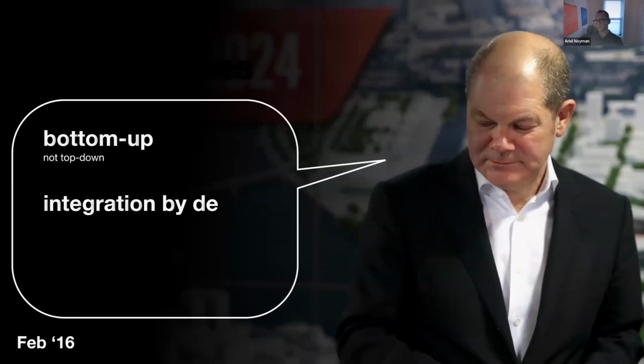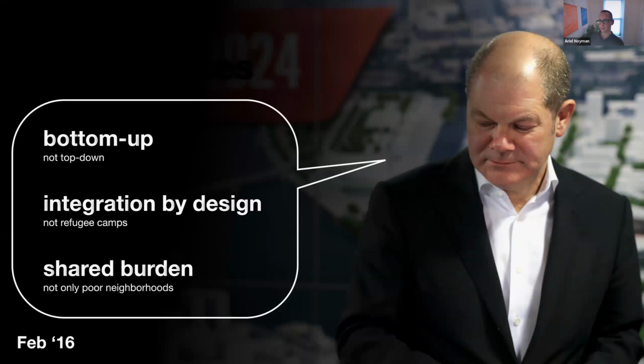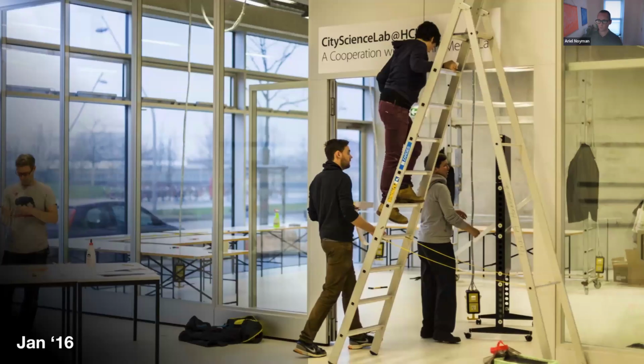So much so that within a few weeks, the mayor showed up in our newly established City Science Lab in Hamburg and told us, you have a small budget and about 3 months to come up with a solution, giving us only those 3 criteria. And just for reference, this is the City Science Lab in 2016, 2.5 people. We literally just started.